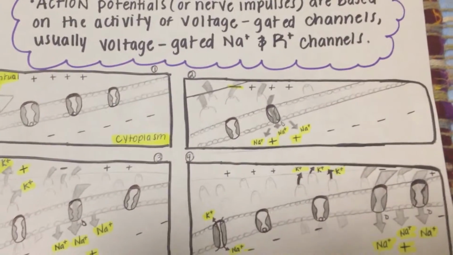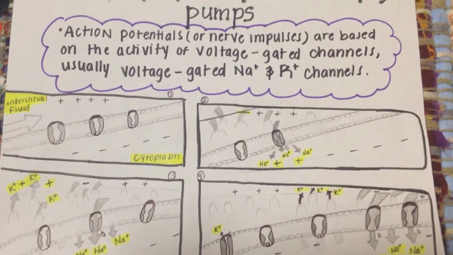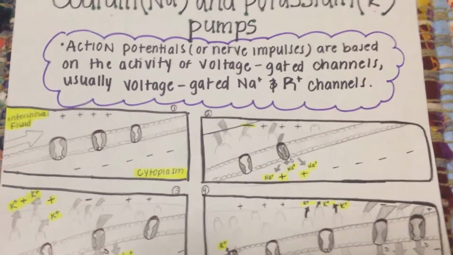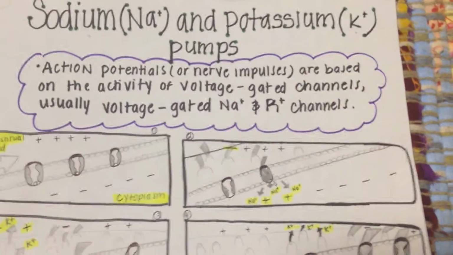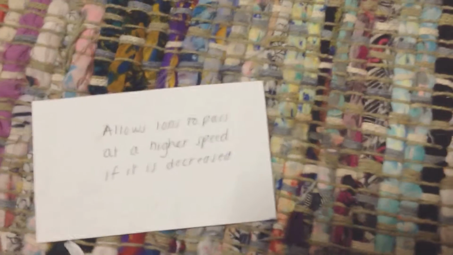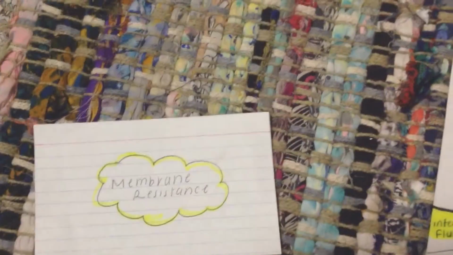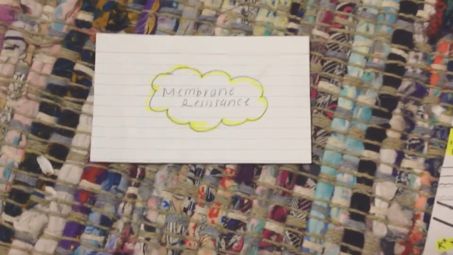There are 4 steps to allowing the ions to come in and out of the cell for an action potential to occur. There is something really important about an action potential, which is membrane resistance. Membrane resistance allows ions to pass at a higher speed if it is decreased. If membrane resistance is decreased, then the ions are able to flow much quicker and faster to allow the action potential to occur.